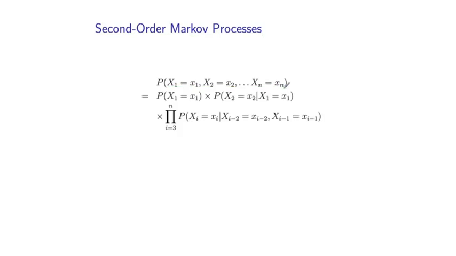And in a second-order Markov process, we make the following assumption, that this joint probability is again a product of terms. We have the probability that x1 equals little x1. We have the probability that x2 is equal to x2 conditioned on x1 equals x1. But then for elements further along in the sequence, i equals 3 to n, the value for the ith random variable depends on the previous two random variables.